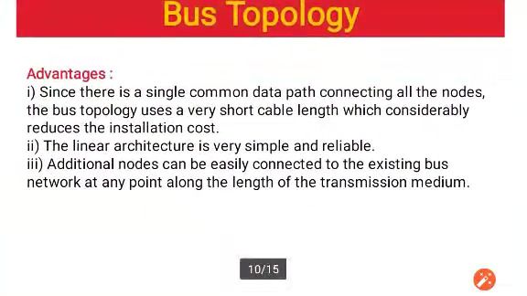Now let us understand what are the advantages. As you all know, there is a common data path connecting all the nodes, the backbone, right? So it uses very short cable length, which considerably reduces the installation cost. Obviously one single cable is enough. And the linear architecture is very simple and reliable, anyone can lay it out. Additional nodes can be easily connected, like in this figure.